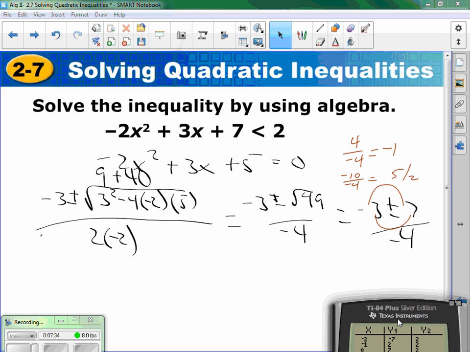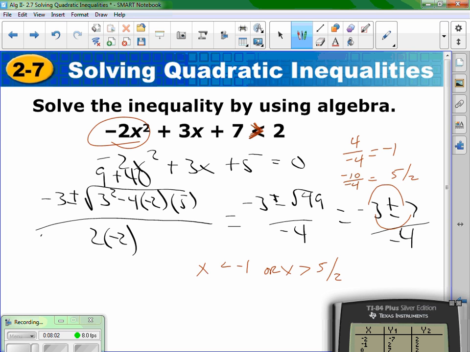The negative in front of the A, that's correct. The negative in front of the A messes things up. If you have a negative A, this means the opposite. So instead of less than, it would mean greater than. So instead of an and, this is an or. X is less than the small one, or X is greater than the large one. The small one's -1, the large one's 5/2.